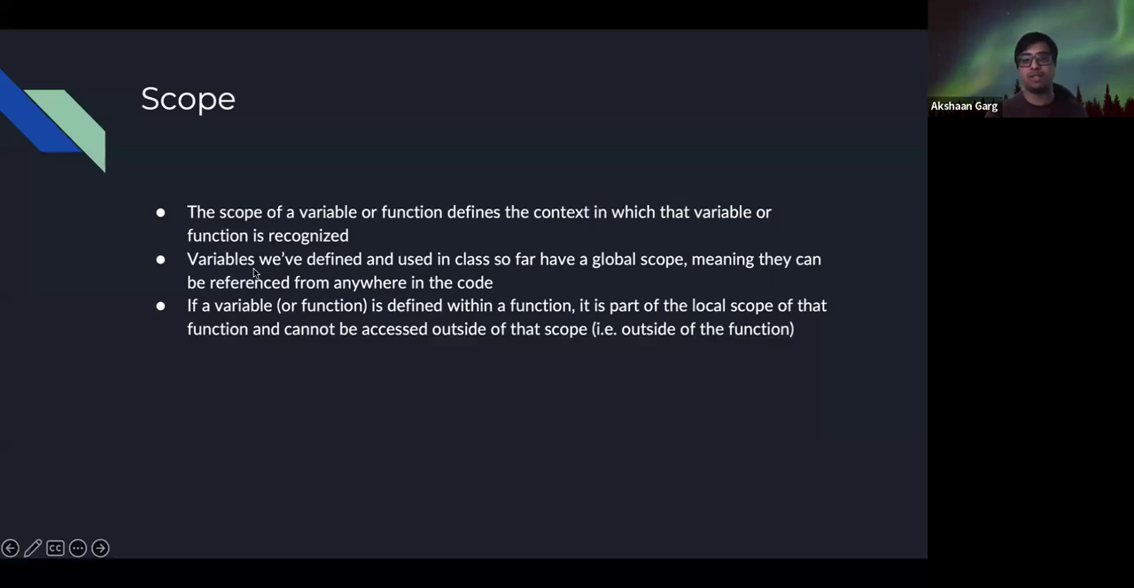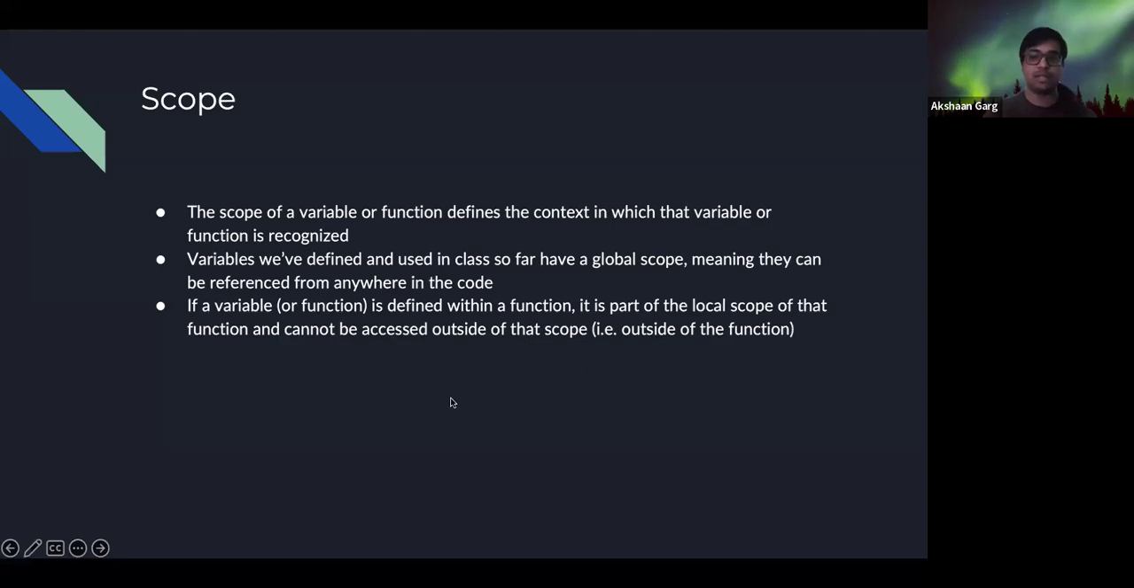Variables we've defined and used in class so far have a global scope. That means that they can be used anywhere in our code, right? So if we create a variable, we have been able to use it within that piece of code wherever we want. If a variable is defined within a function, it is part of the local scope of that function and cannot be accessed outside of the scope.